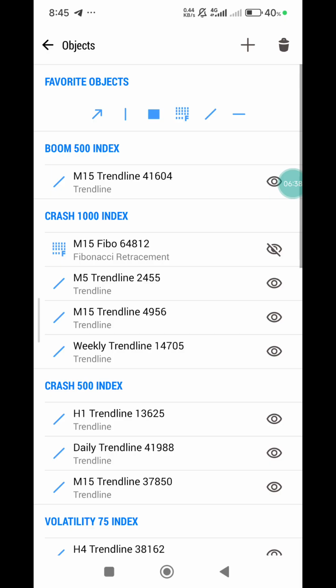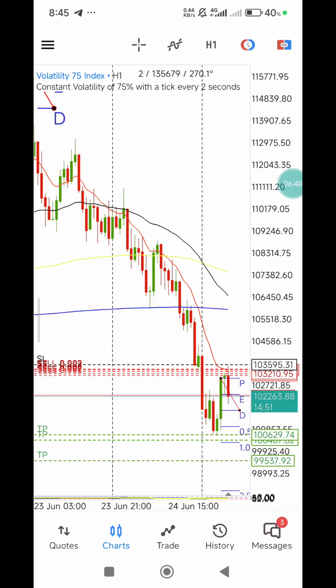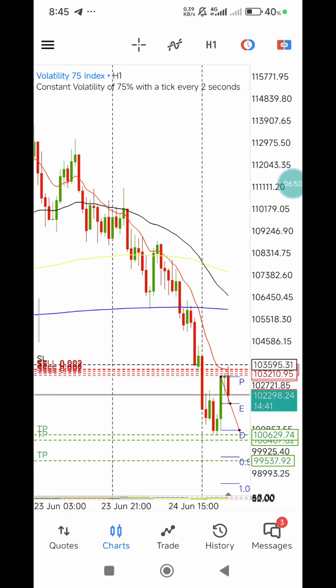Let me measure the range for you and see. Already, I can take this as my CRT candle. And you can see that already, I'm at 50% of that range. So that is why we're having that retracement. So is it that I close that position, or I wait for what they want to do?